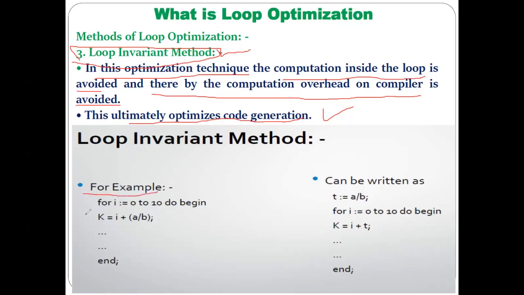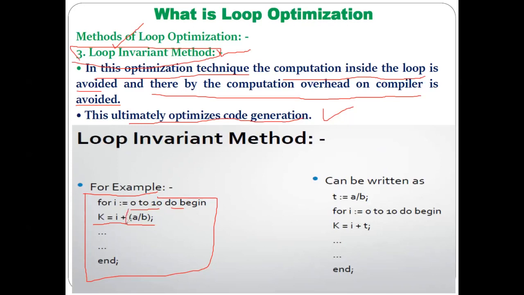For example, for i equal to 0 to 100, do begin k equal to i plus a divided by b, like this. For example, it will run approximately 10 to 11 times, 0 to 10, 11 times. But if you see here, in this code there is a certain expression which is loop invariant. What do you mean by loop invariant? It means looping is not affecting that expression. The expression on which looping or iteration is not having an effect is called loop invariant code.